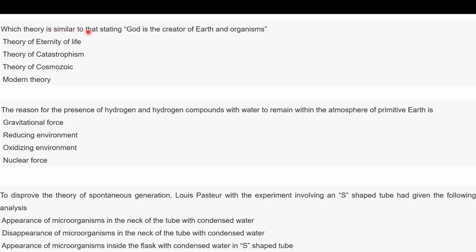Which theory is similar to stating God is the creator of earth and organisms? Eternity of life suggests that life goes on, as in there's no end or anything. It talks about souls and stuff. And cosmozoic, it spans panspermia, like from outer space, where spores were carried by meteorites or so onto the earth. And the modern theory is the chemical one. So God as the creator of earth and organisms is supported by the theory of catastrophism.